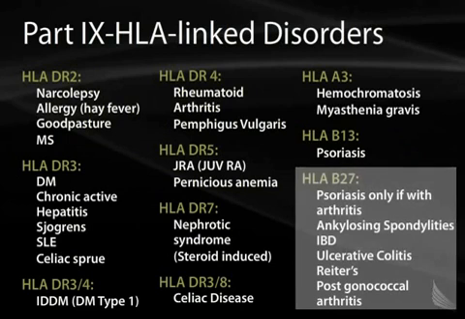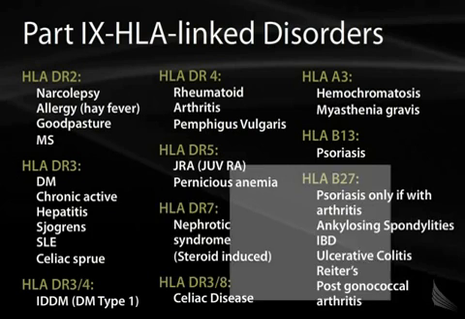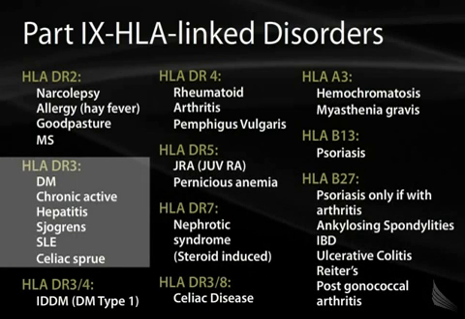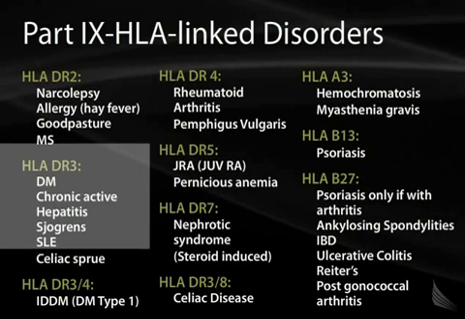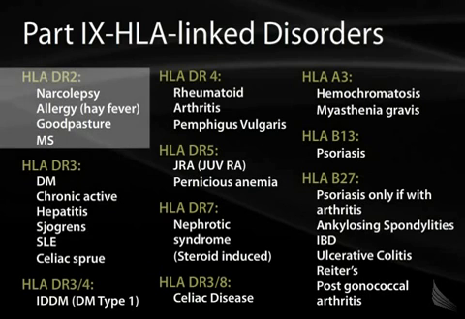So some of the other genetic diseases that you want to keep in mind are those that are linked with certain MHC haplotypes. Some of the bigger ones here look at HLA-B27, psoriasis, ankylosing spondylitis, IBD. HLA-DR3 has a high association with Sjogren's syndrome and SLE, and HLA-DR2 has a high association with narcolepsy and Goodpasture syndrome.